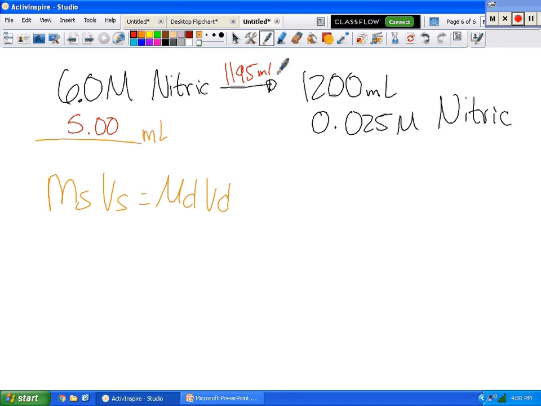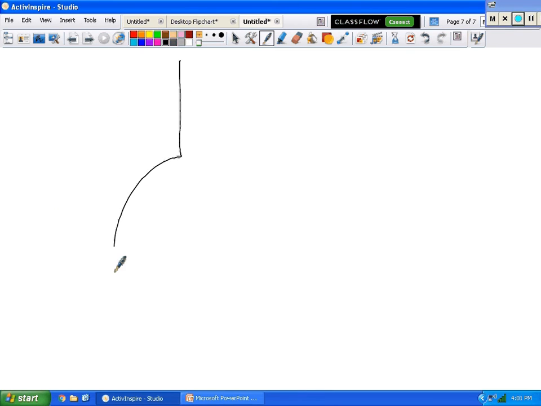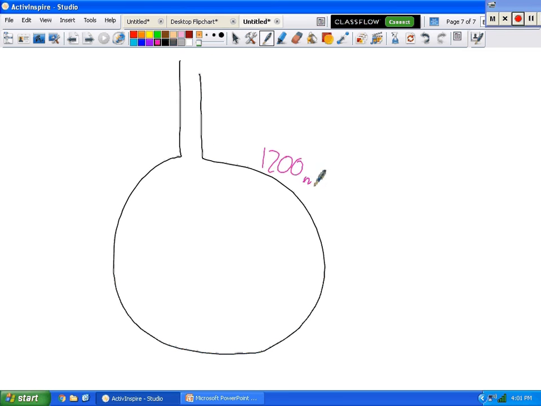So now I want to go back and I want to make sure you remember exactly how to do this. This is actually a great question to ask this on because, first of all, how big of a volumetric flask should you end with? 1200 milliliters, right? So this is a huge flask. This is a 1200 milliliter volumetric flask. And you're going to put in how much 6 molar? We need 5 milliliters of 6 molar nitric acid, right?